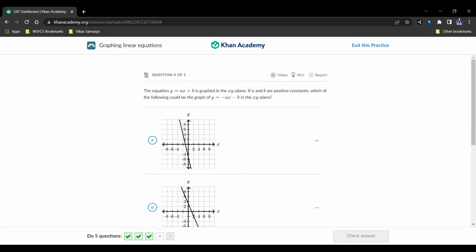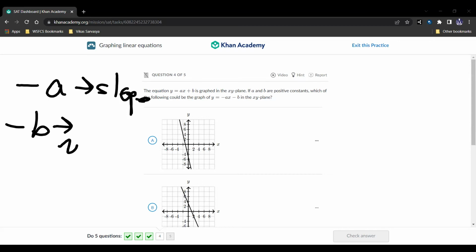Well, a and b are positive constants. So negative a and negative b are negative constants, obviously. So negative a, obviously negative, this is the slope, so we're going to have a negative slope. Negative b, this is the y-intercept, which is also going to be negative.